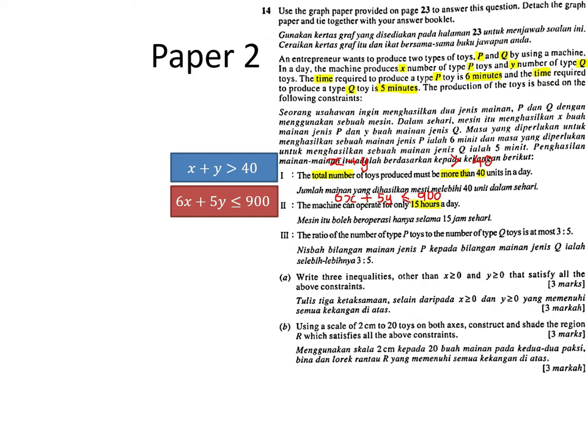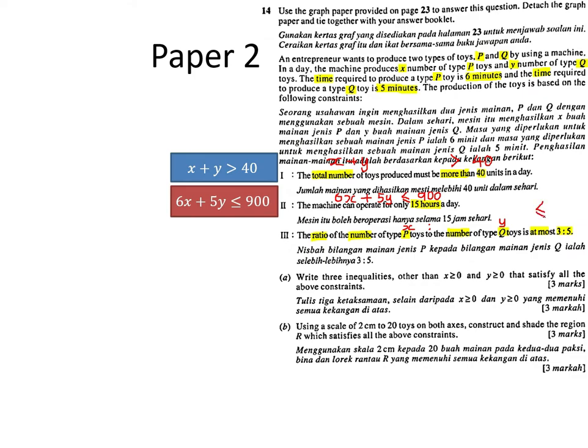Now let us look at the third one. The ratio of the number of type P toys to the number of type Q toys is at most 3 to 5. P is X, Q is Y. P to Q means X to Y. What is the sign for at most? Less than or equal to.